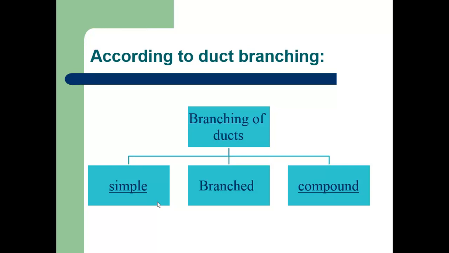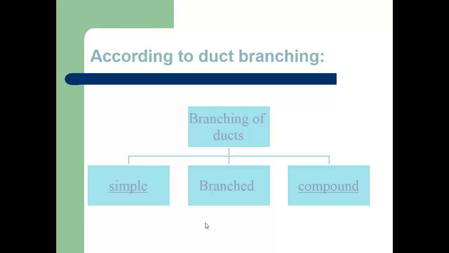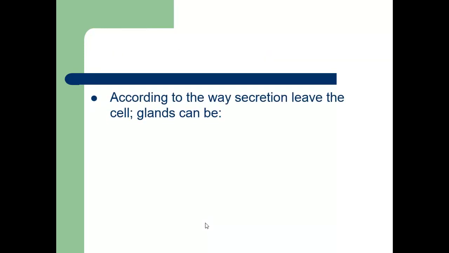So according to the branching of the duct, we divided exocrine glands into simple, branched and compound, and we need to mix this branching with the other classification of the shape, either acinar or tubular, to get the full name of the gland. So like the surface epithelium, we have to base the classification of the glands onto shape and duct branching. Again, another classification considers the way the secretion leaves the gland.